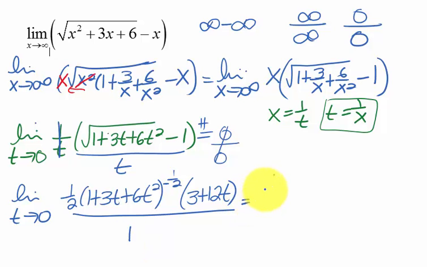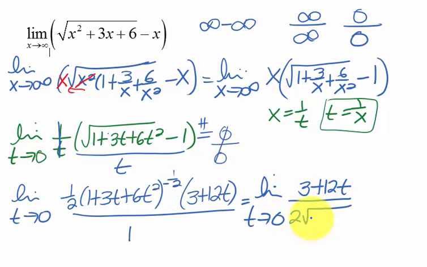As I look at this, I'm going to express this without negative exponents and back in radical form, just so I can easily think about taking this limit. So I'm going to have 3 plus 12t in the numerator, and the denominator is going to be 2 multiplied by the square root of the quantity 1 plus 3t plus 6t squared. Now I am ready to let t approach 0, and this would be 0, and these two would be 0, and I am left with 3 over 2.